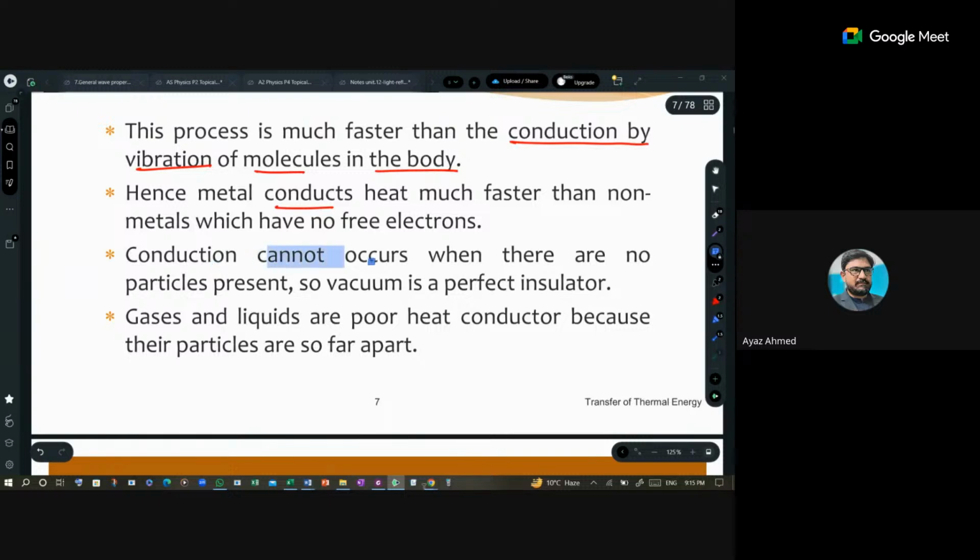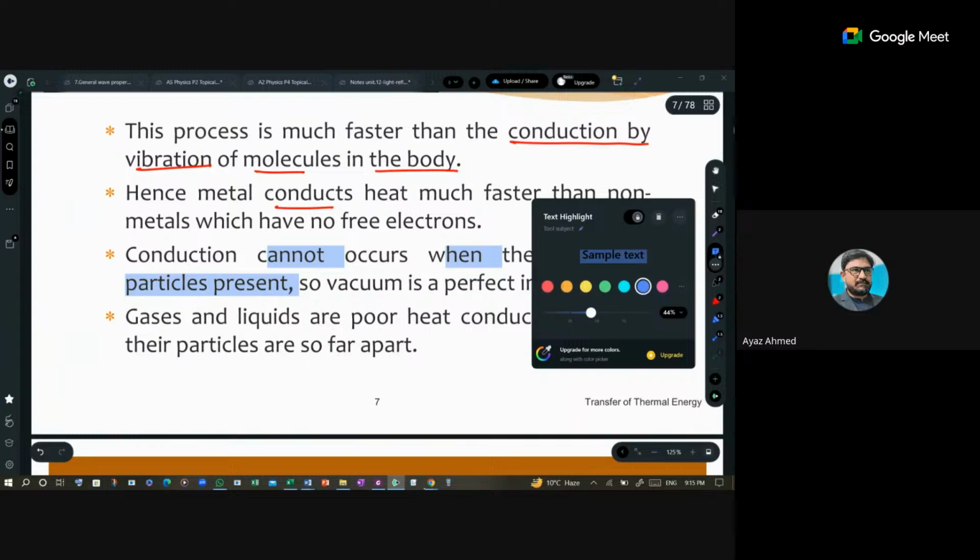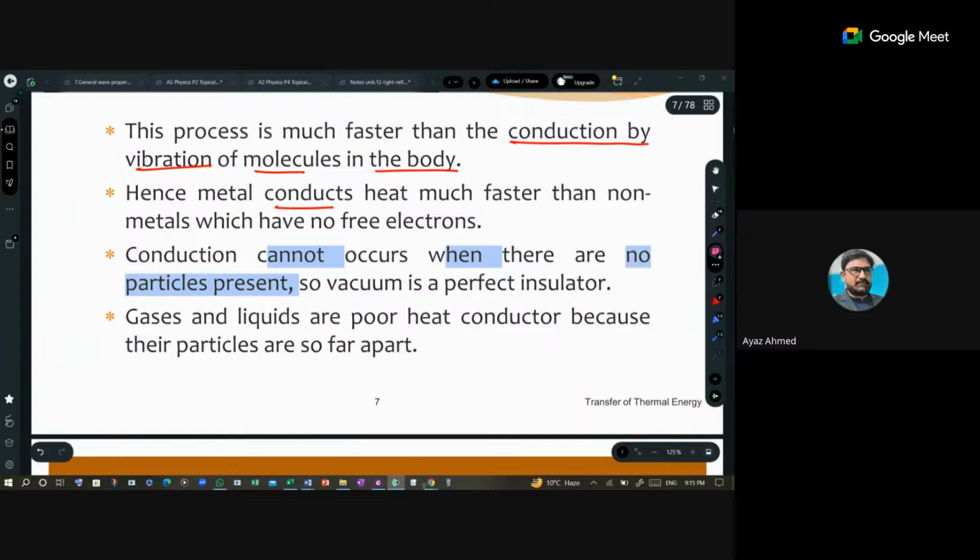Conduction cannot occur when there are no particles present. It means in vacuum. Yes, this is a very important point. In vacuum, there is no conduction at all, right? Vacuum is a perfect insulator. That's why we use evacuated glass in double glass windows. We produce a vacuum in between them.